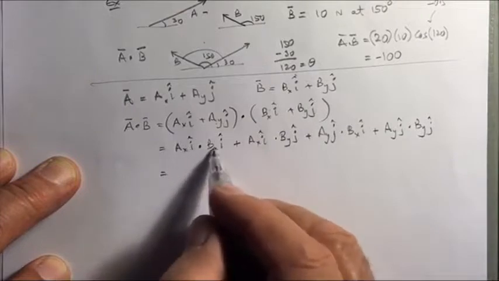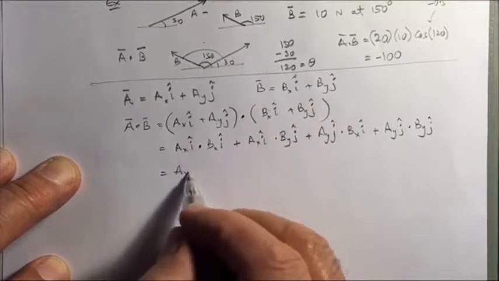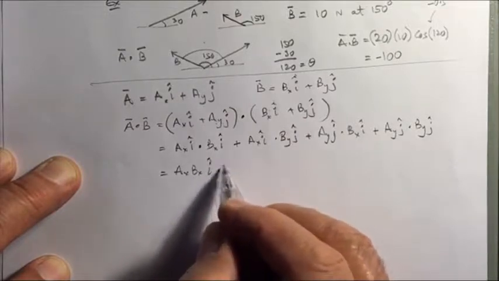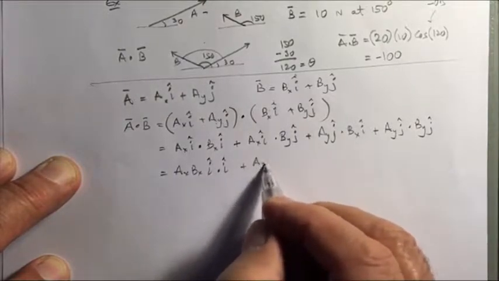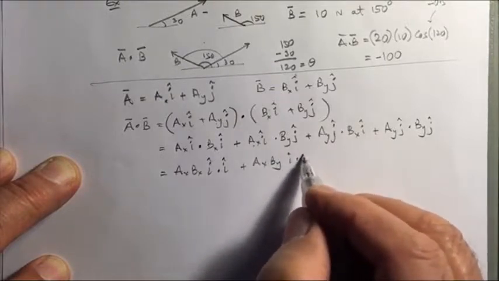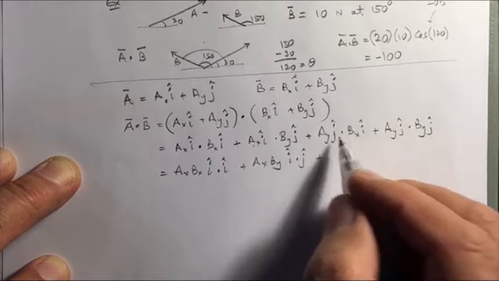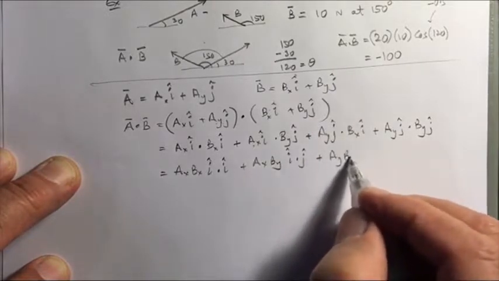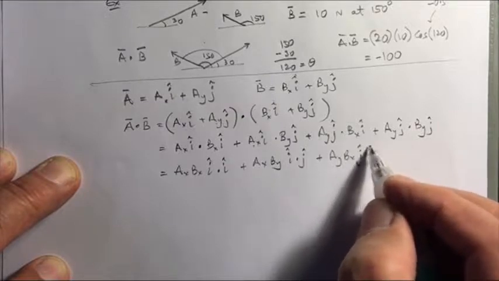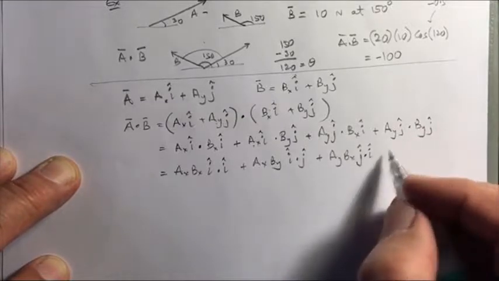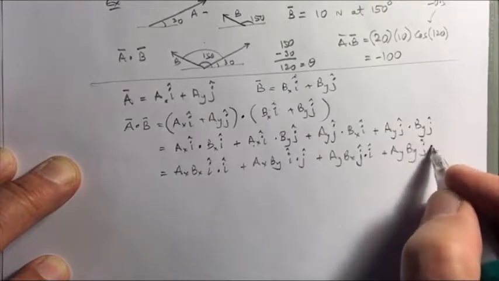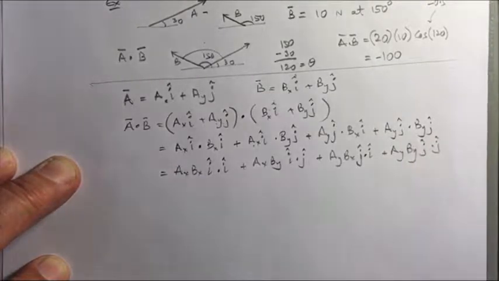Now ax and bx are numbers, so we can simply write it as ax bx, and this would now be i dot i, plus ax by, the two numbers, and i dot j, and these two, ay bx, j dot i. These are not multiplied together, they are dotted together. And ay by, j dot j.